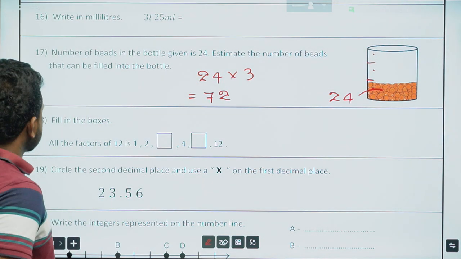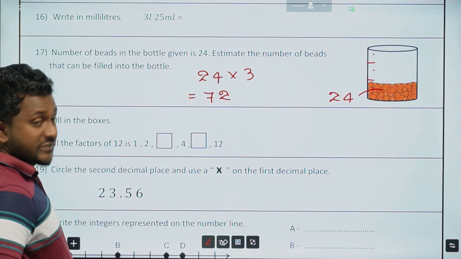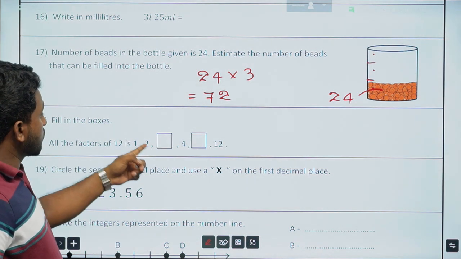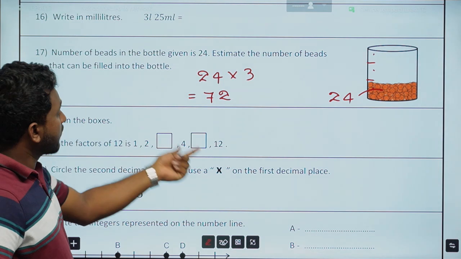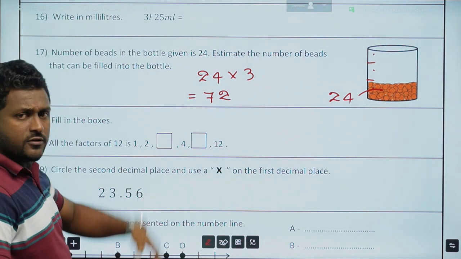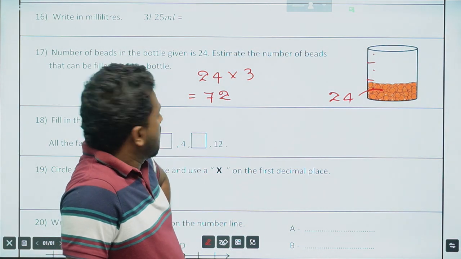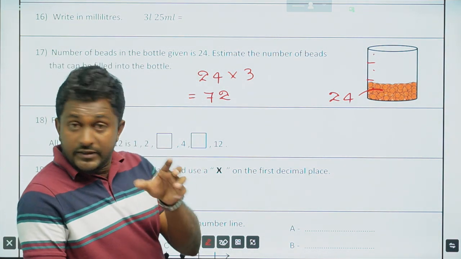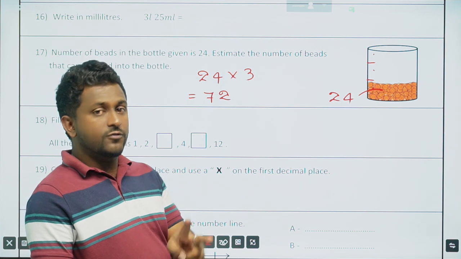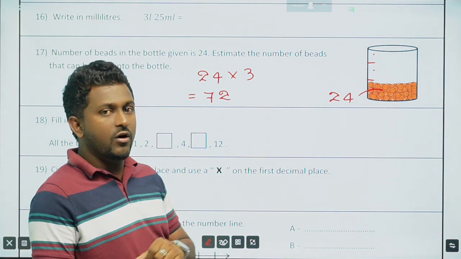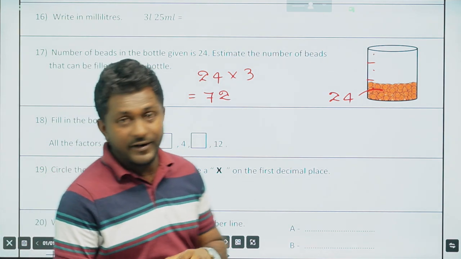Next one. Fill in the boxes. All the factors of 12 are 1, 2, blank, 4, blank, 12. So what are the factors? Do you remember the factors? If we can write a number as a product of another two numbers, those two are factors of the original number. That is the definition of factors.